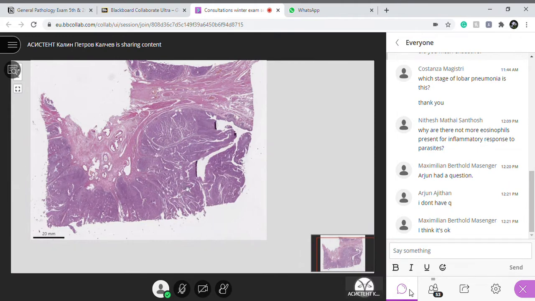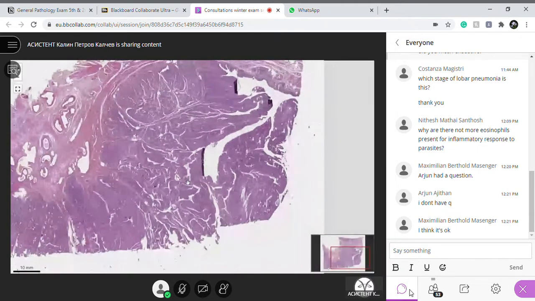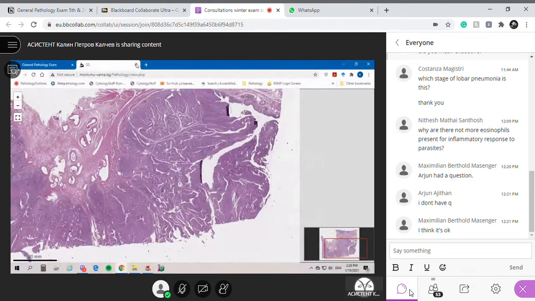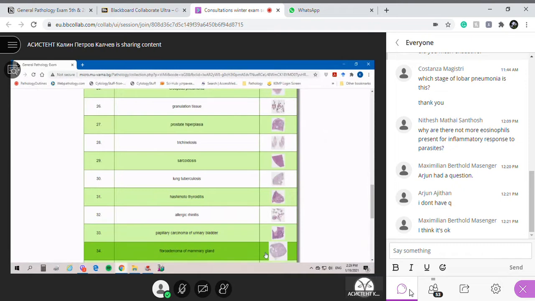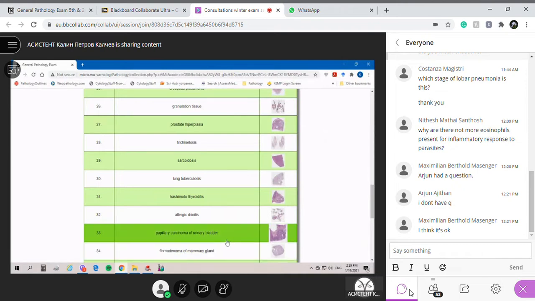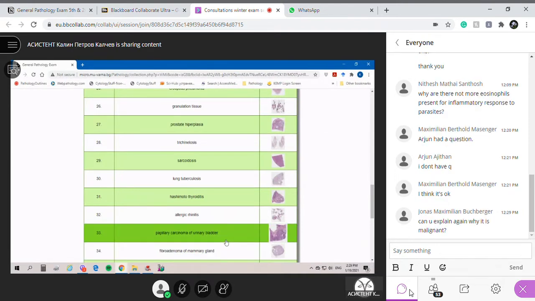Do you have some questions about this papillary urothelial carcinoma here? Okay, so we continue with the next slide. I will try to group these specimens into several groups, yes.